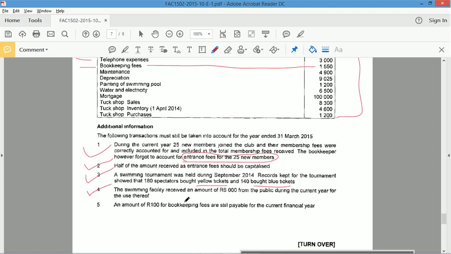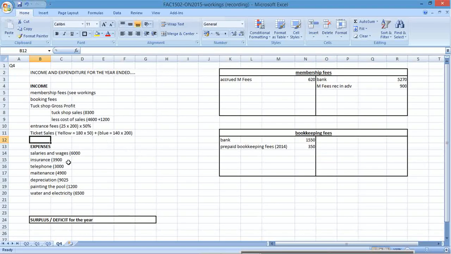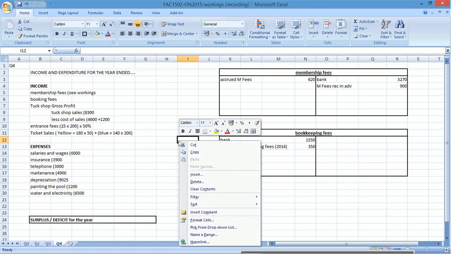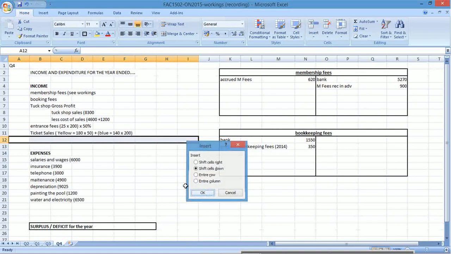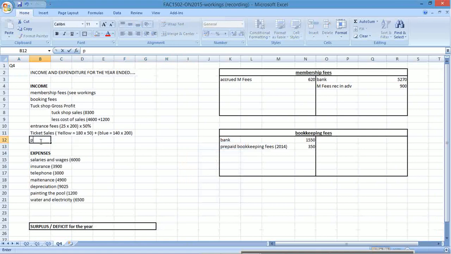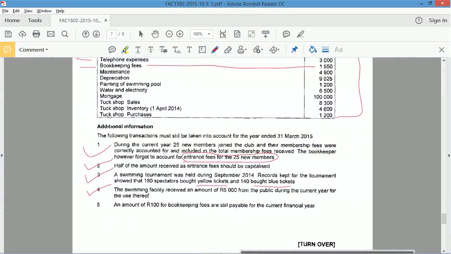The swimming facility received an amount of 6,000 from the public during the current year for the use thereof. So that would be a donation. It would be a form of income. Add another line here. Show public donation, brackets, 6,000. Okay, tick.